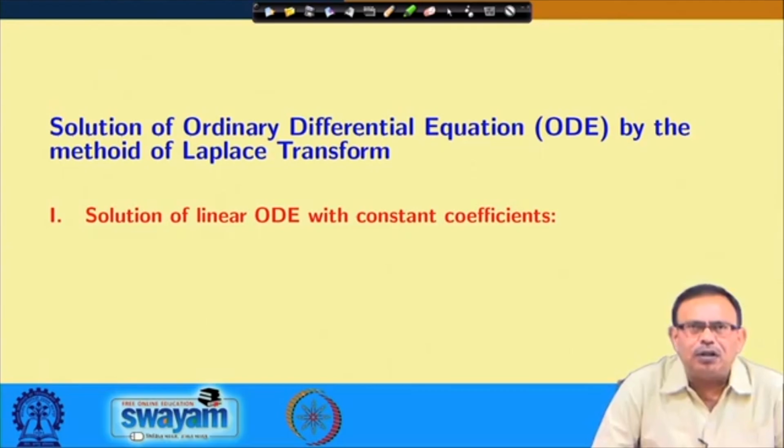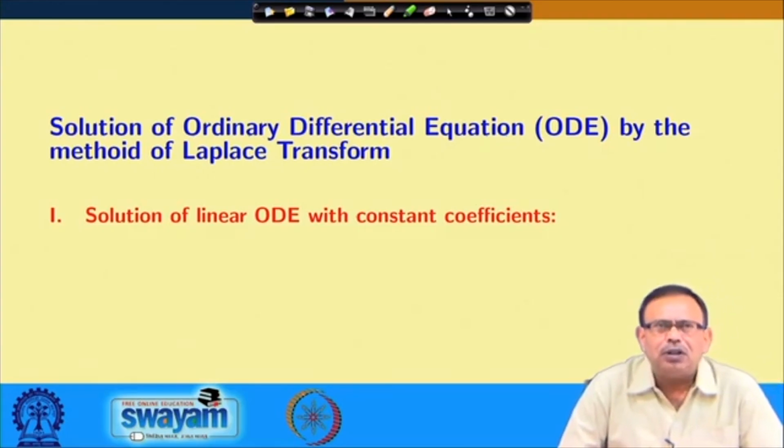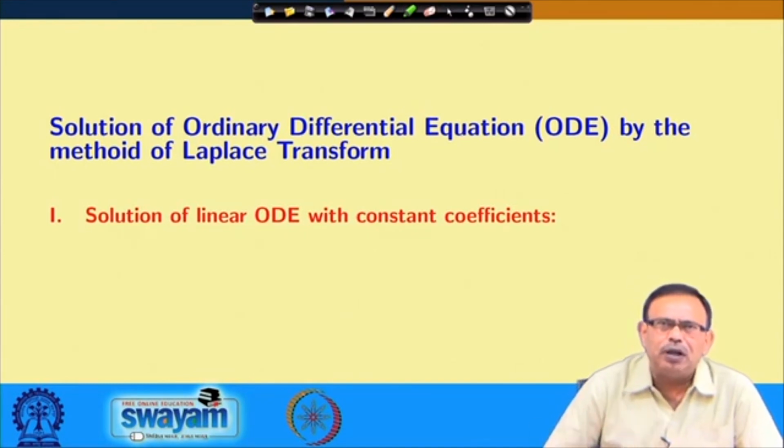The first one is the solution of ordinary differential equation by the method of Laplace transform. The spelling of method is wrong, it will be METHOD, please note it. This correction we will make afterwards. Solution of linear ODE with constant coefficients, we will do it.